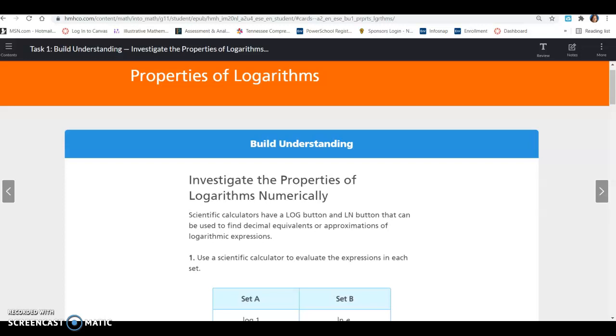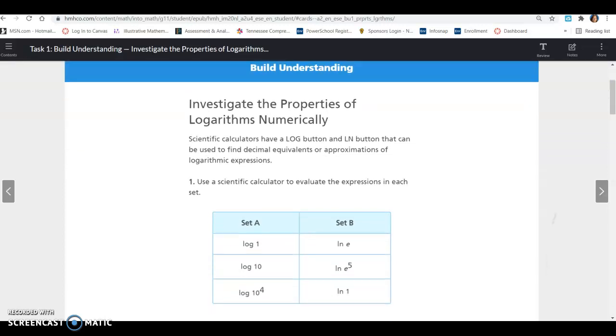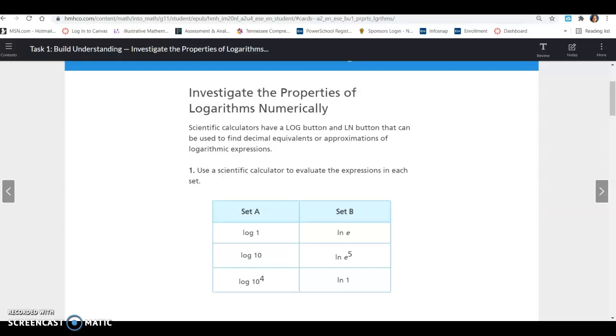Okay, today we're going to look at lesson 10.1. We're going to be talking about properties of logarithms. So we're going to start with task 1, and it says investigate the properties of logarithms numerically.